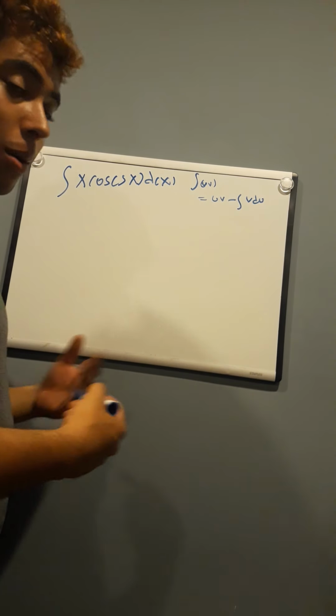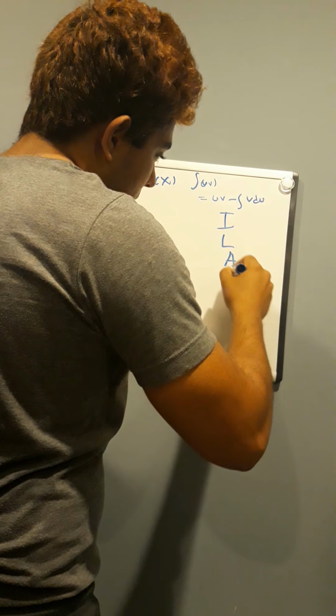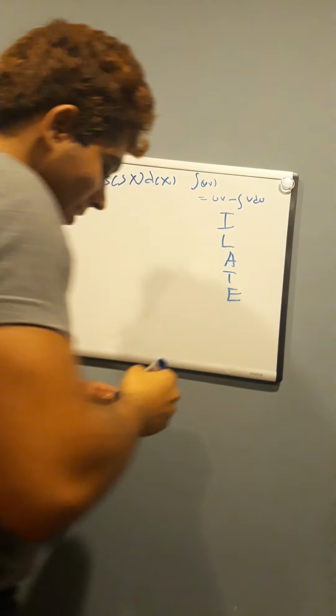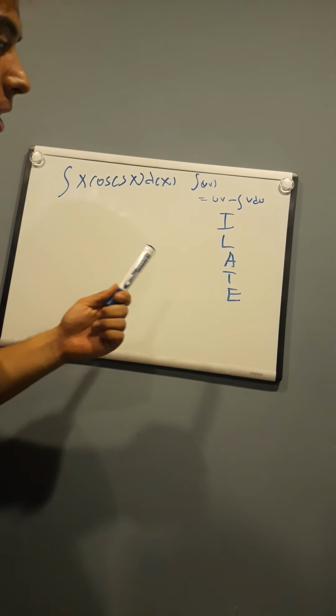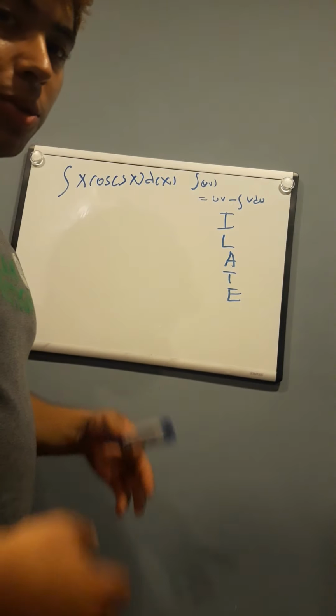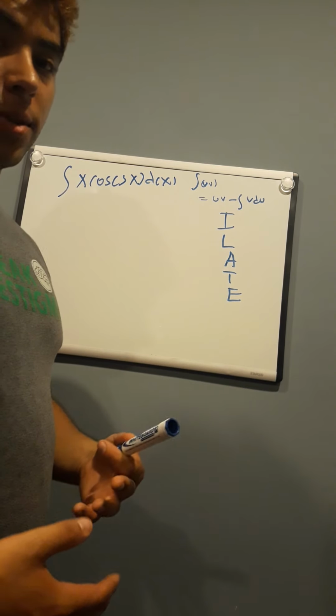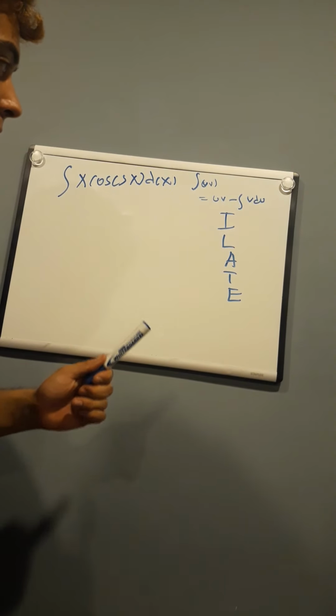But one thing you should probably remember is something called ILATE. ILATE is an acronym for explaining which one of these two cases you'd probably want to use to be your u and to be your v, depending on which one comes first. The name of the game here is to simplify it as quickly as you can.